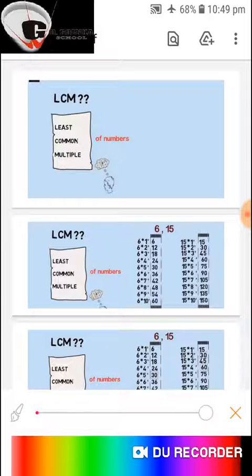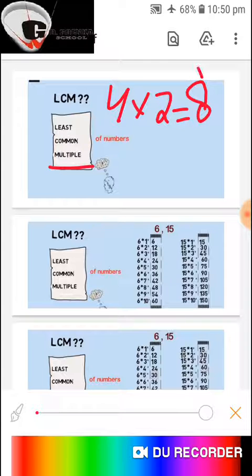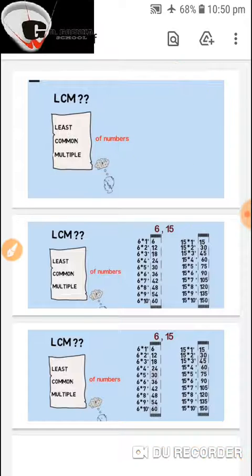Now, before discussing least common multiple, let us first of all recall what a multiple is. A multiple is a product that we get by multiplying a number with another number. For example, if I say that 4 multiplied by 2 is equal to 8, it means that 8 is a multiple of 2 and 8 is also a multiple of 4, as we got this number 8 by multiplying a number with another number. We also know that a number has countless multiples.